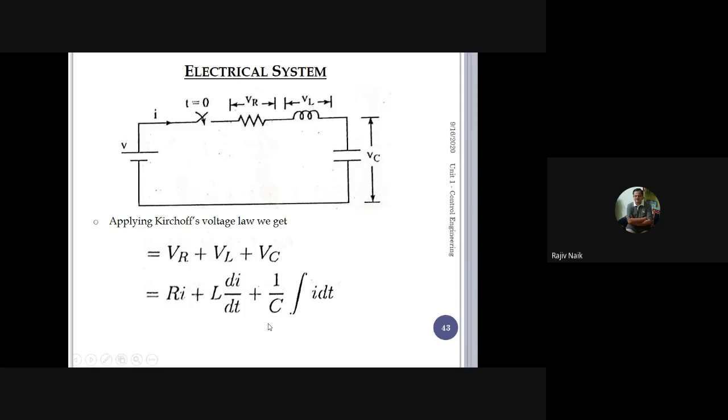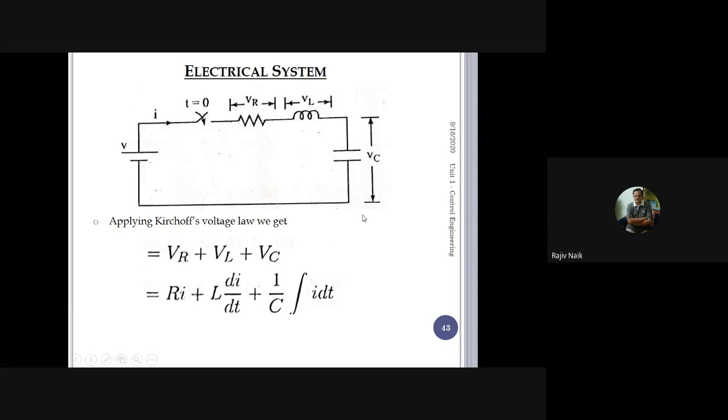Here is one simple electrical system. It has a battery voltage V applied, and there is one switch which will be switched on or off. Normally when it is off, there is no question of any analysis. Only when it is on, then it has to be analyzed. R is the resistance, L is the inductance, C is the capacitance.